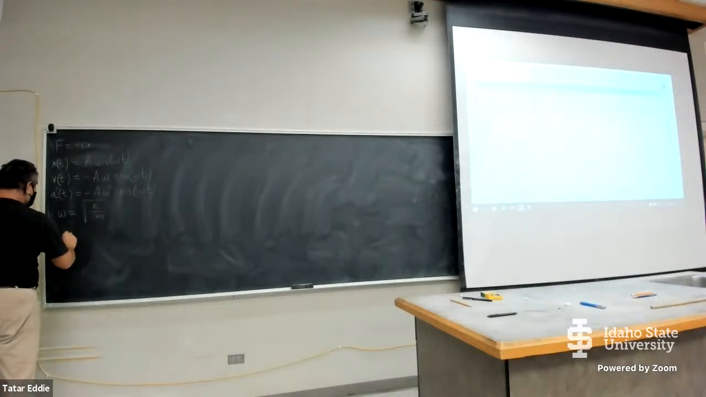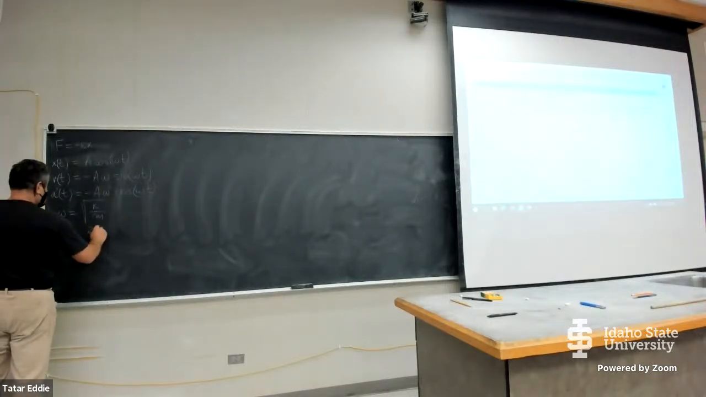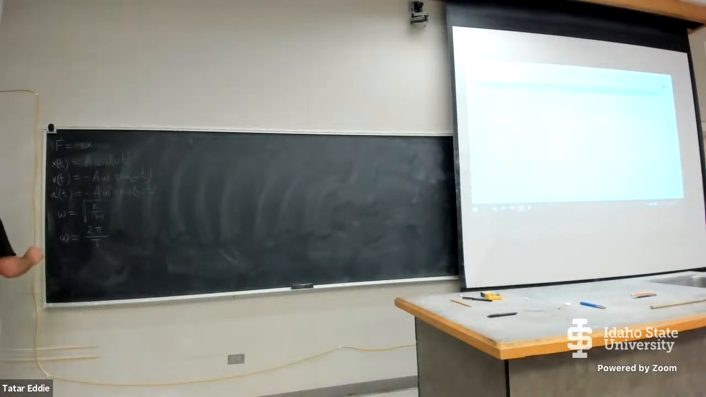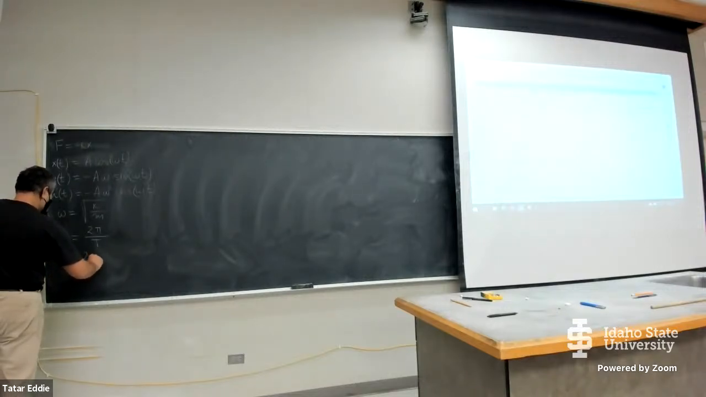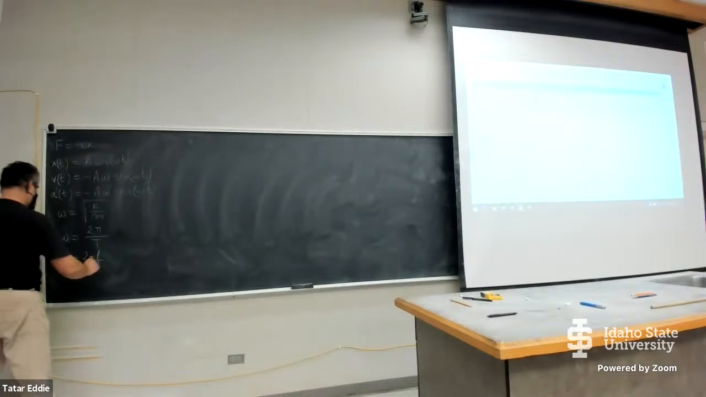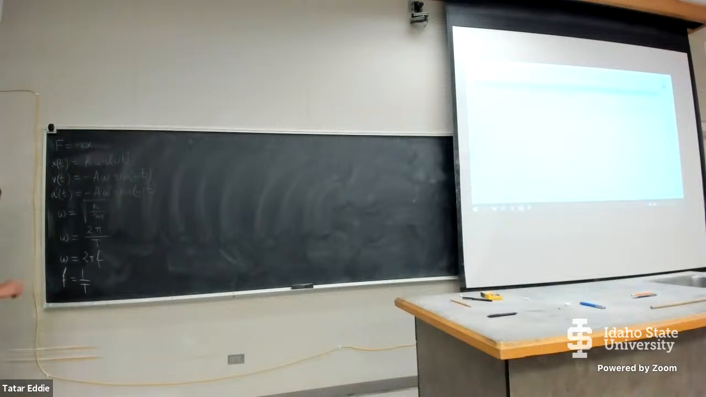The angular frequency is 2 pi divided by the period of oscillations. And the angular frequency also can be written as 2 pi times the frequency f, because f is the inverse of the period.